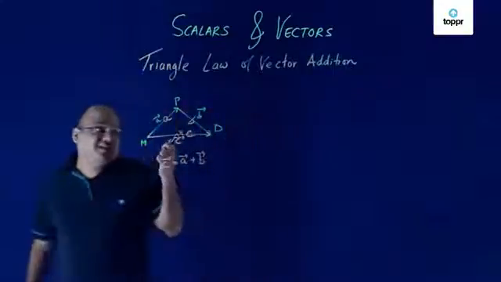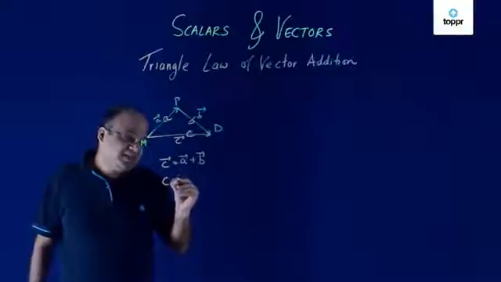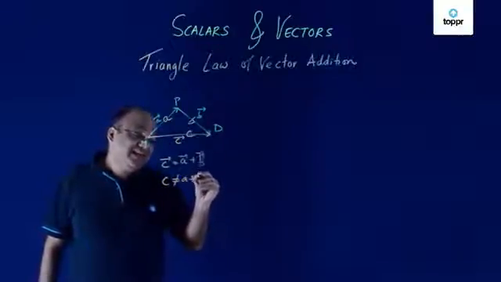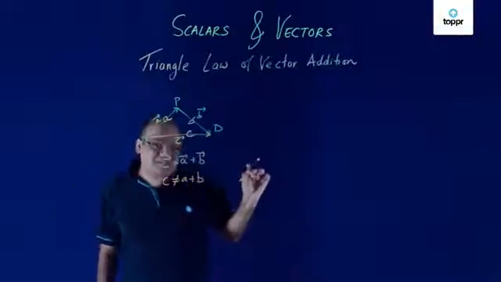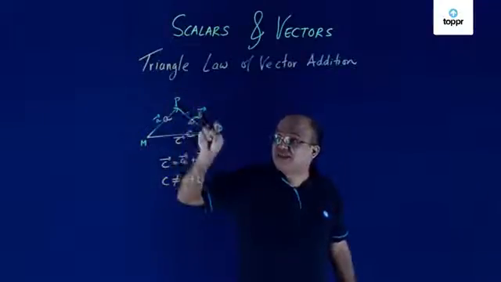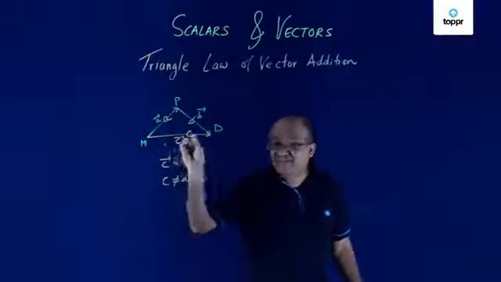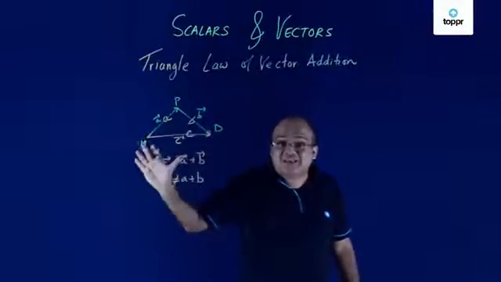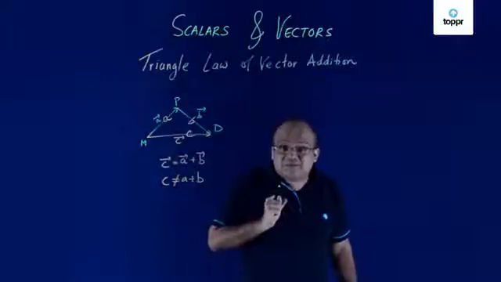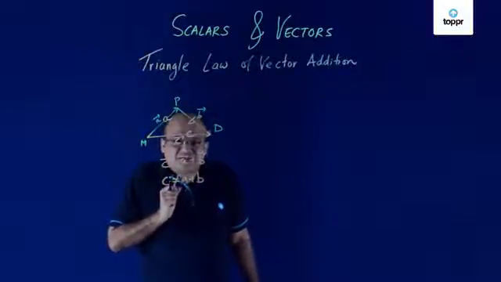But look closely. C is not equal to A plus B. C vector is A vector plus B vector, but C is not A plus B because any two sides of a triangle are greater than the third side. So C vector is A vector plus B vector, C is not equal to A plus B. Can C be equal to A plus B in any situation?